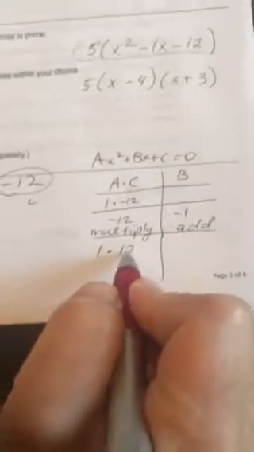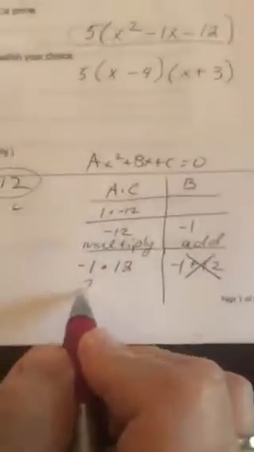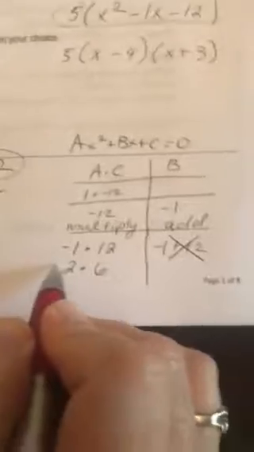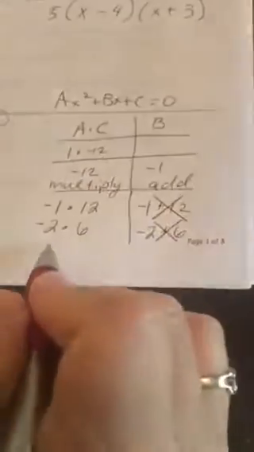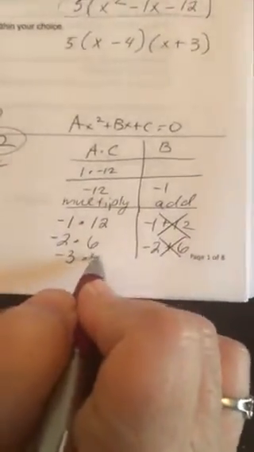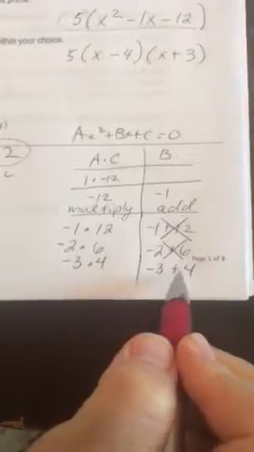So I could have 1 times 12, negative 1 times 12, well, that works. But negative 1 plus 12 definitely does not equal negative 1, so that doesn't work. I can go to 2 times 6. Well, negative 2 times 6 gets me negative 12, but definitely negative 2 plus 6 does not get me negative 1. Negative 3 times 4 gets me 12, but negative 3 plus 4, now that's close, that gives me positive 1.